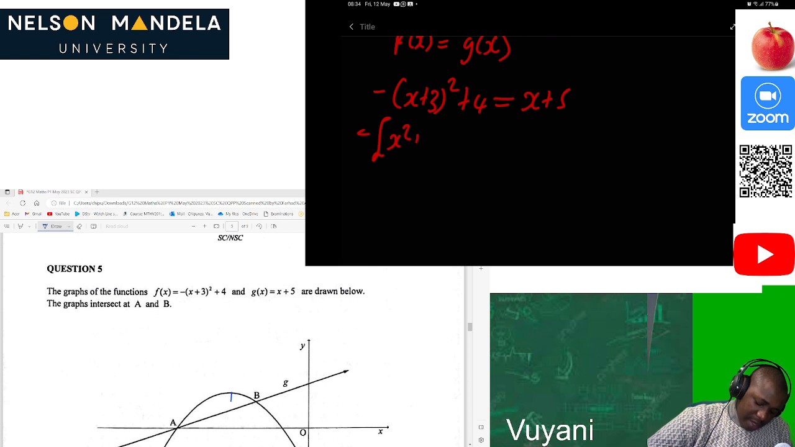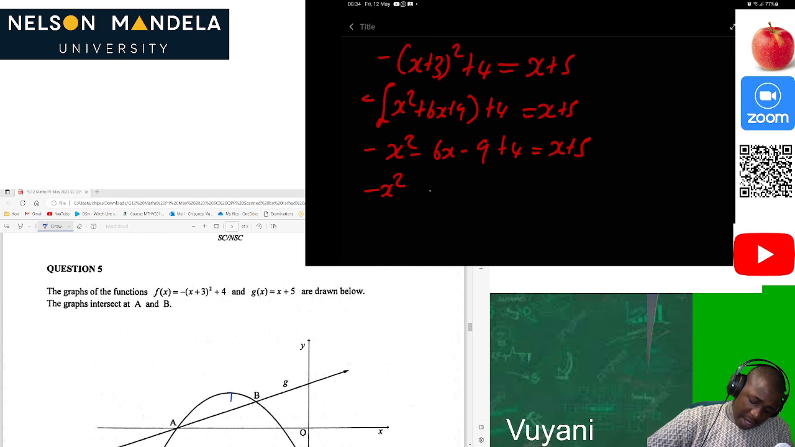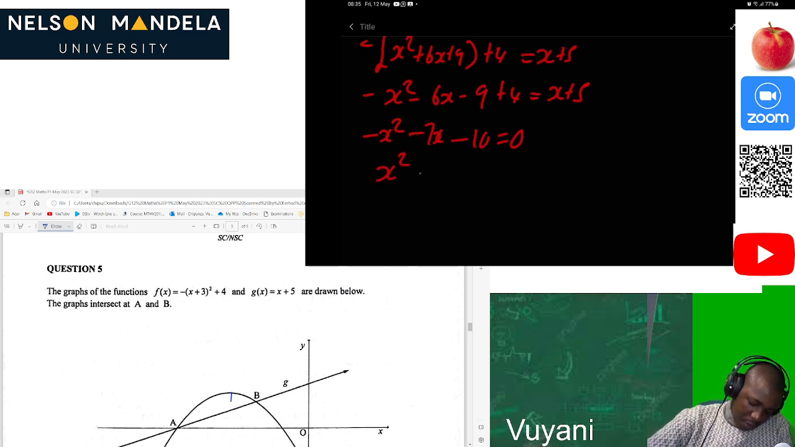This will be negative (x squared plus 6x plus 9), plus 4 equal to x plus 5. That's negative x squared minus 6x minus 9 plus 4 equal to x plus 5. This should be negative x squared minus 7x, then negative 9 plus 4, that's negative 5. Negative 5 minus 5, that's negative 10, equal to 0. Then we divide all through by negative, and we get x squared plus 7x plus 10 equal to 0.